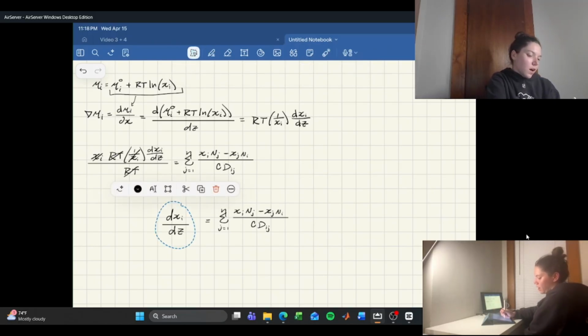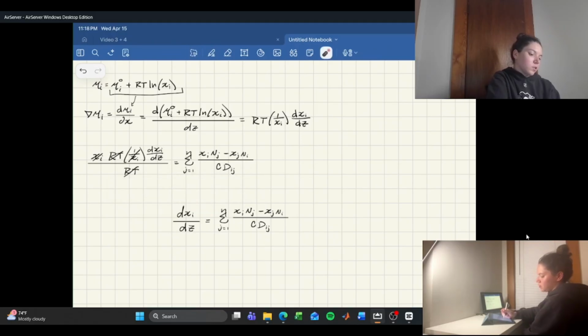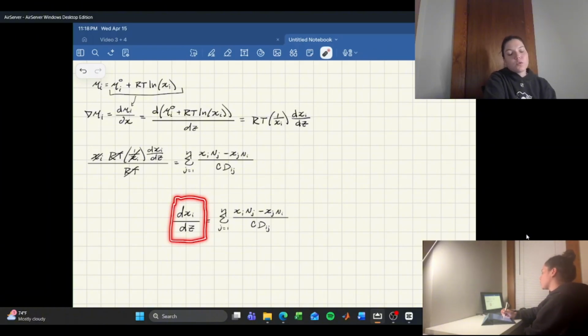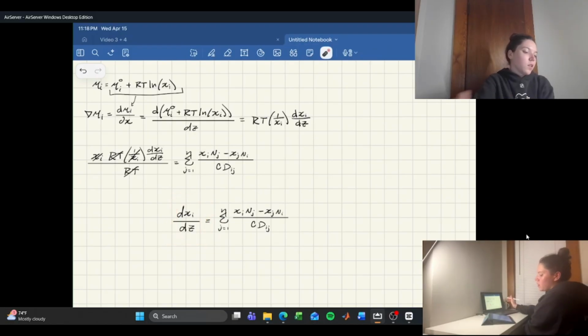So that means that this left side here, this term, when the chemical potential is equal to the chemical potential at standard state, the driving force is just going to be the derivative of the mole fraction of i with respect to position.